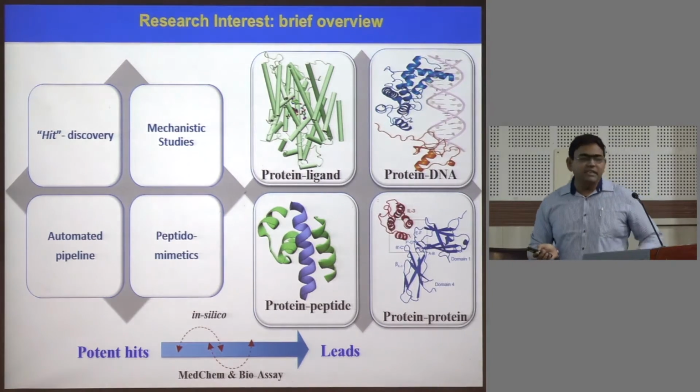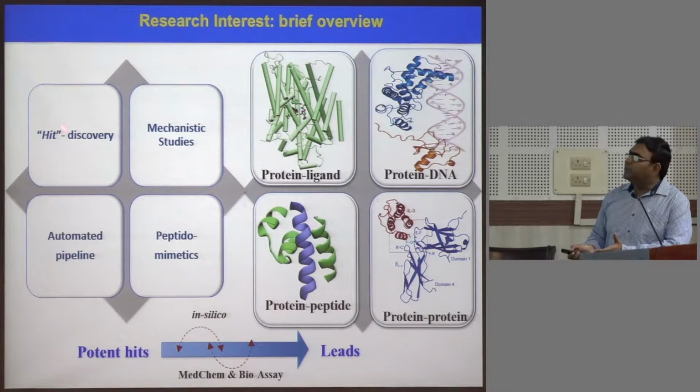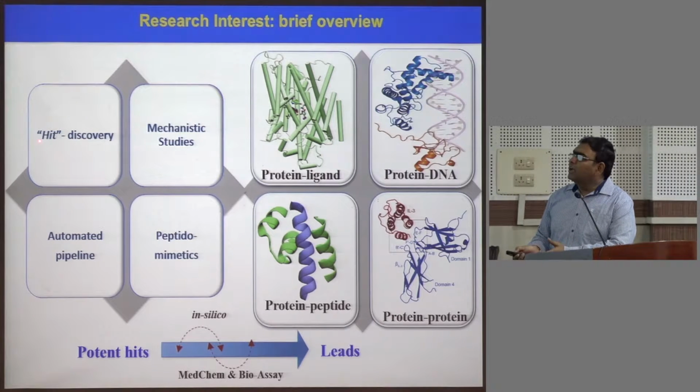This is the overview of my research area, where I'm mainly interested in the development of four components. Hit means the small molecule, the drug which you see in the market. The initial stage of your drug is called a hit, which has all the properties to become a drug-like candidate, but initially in the discovery phase it is called a hit. So hit discovery with different methodologies, then mechanistic studies, automated pipeline generation to resolve complex problems, and then peptidomimetics, which is the most advanced stage of computationally driven small molecule design.